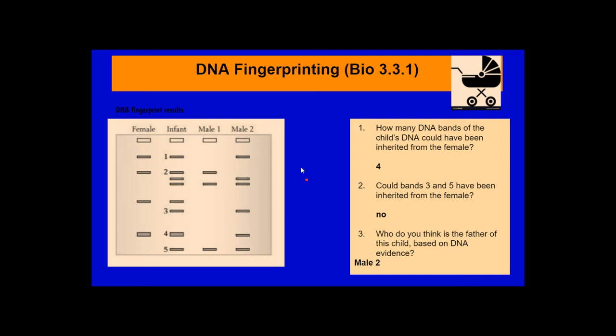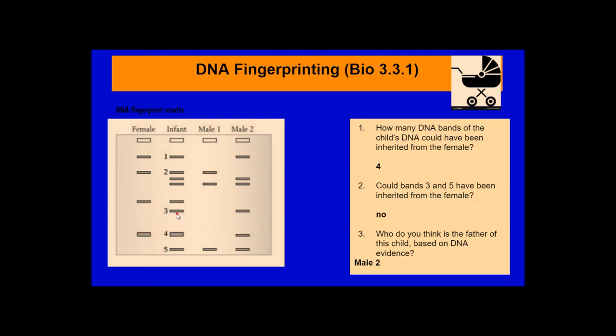Here we have an infant, and you're trying to figure out who the dad is. So remember, with paternity, the baby has to match mom or dad for each band. So first it's asking how many DNA bands could have been inherited from the female. So this one, here's 1, 2, 3, 4 bands were inherited from mom. So that means the remaining ones, bands 3 and 5, it's asking could that have been from the female.